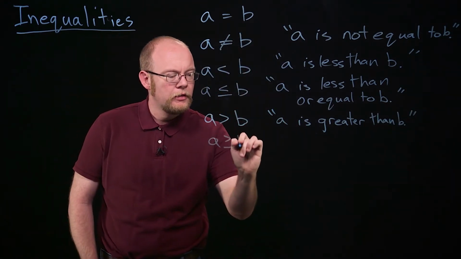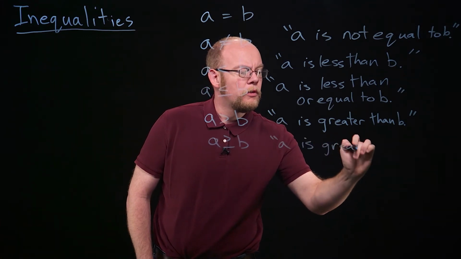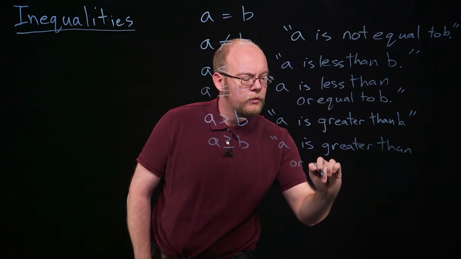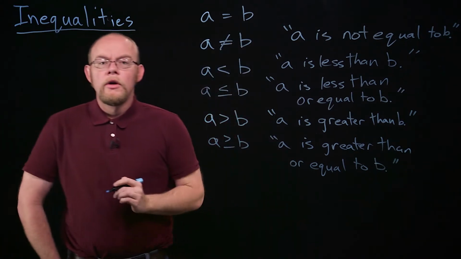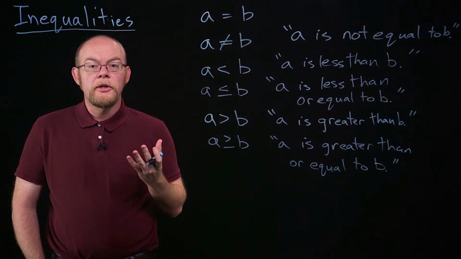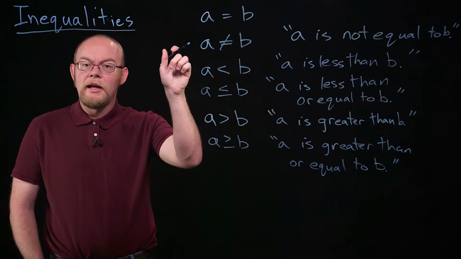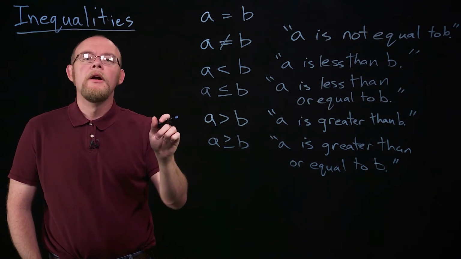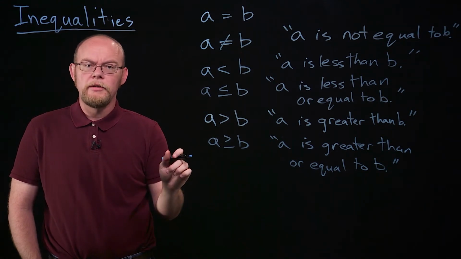And similarly, A is greater than or equal to B. So each of these are notations that refer to some ways in which two variables or two expressions can be different than one another, whether or not they're just exactly not equal to each other, maybe one is smaller than the other, or one is bigger than the other, or we also include the case where it's less than or equal to or greater than or equal to each other.